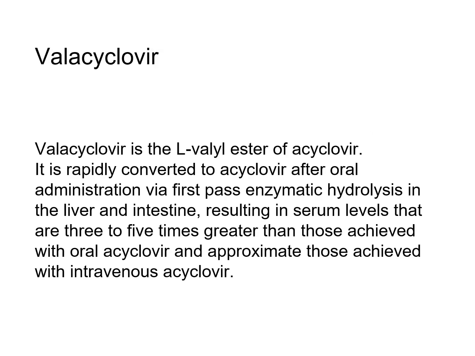Now talking about valacyclovir. Valacyclovir is the valyl ester of acyclovir, so it's very similar to acyclovir. It gets converted to acyclovir after oral administration through first-pass enzymatic hydrolysis in the liver and the intestine, resulting in serum levels that are 3 to 5 times greater than those achieved with oral acyclovir.